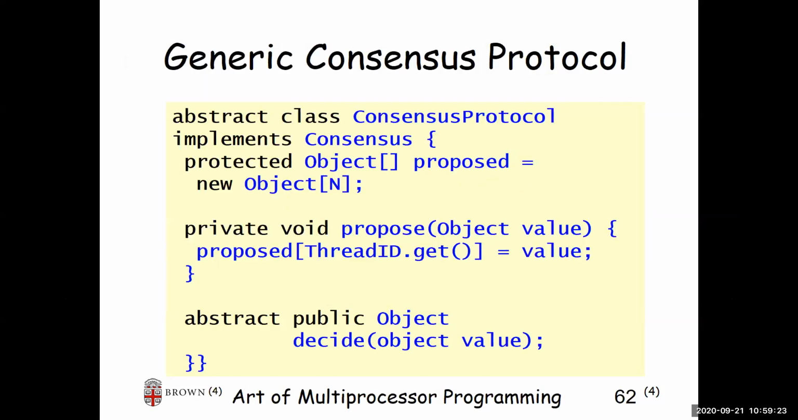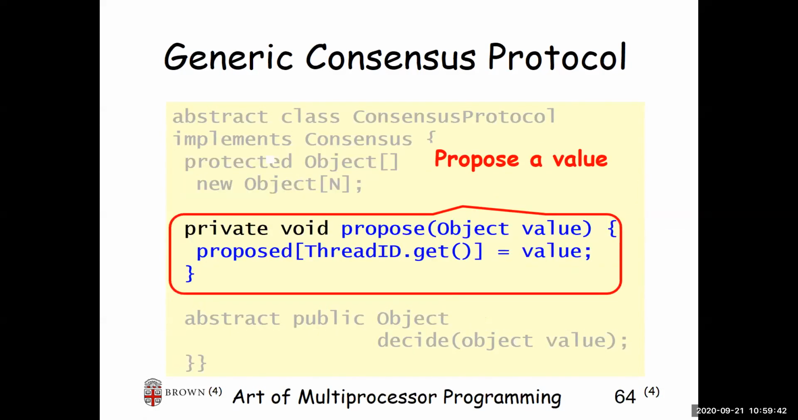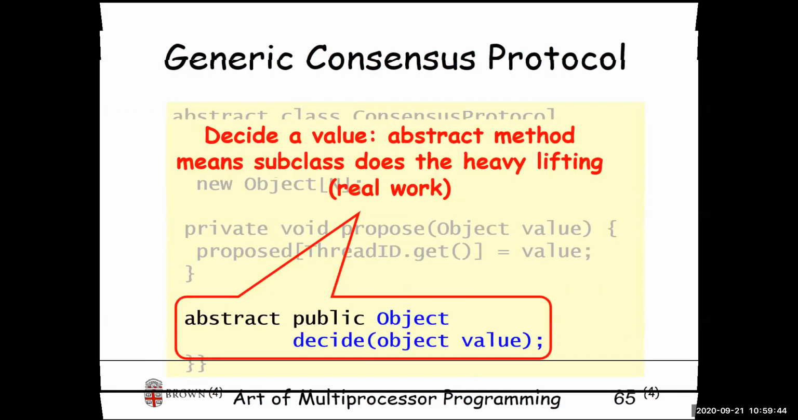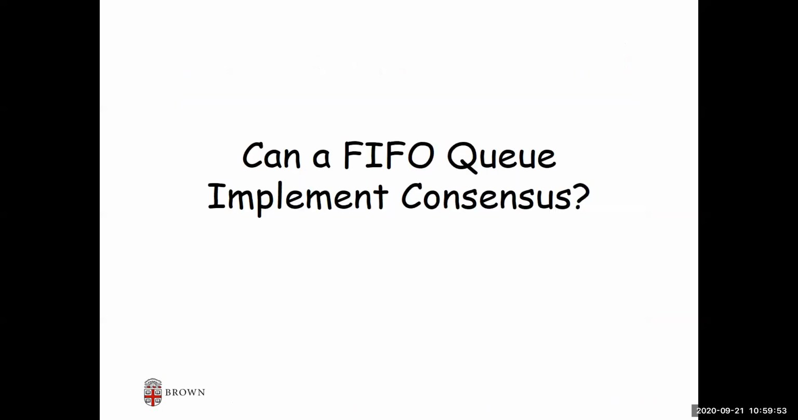All right. The problem is the keyword private, right? If you subclass, you can't access private methods. What you normally want in that case is protected. So we have each thread's proposed value, and we have a propose method, and then we have a decide, and that's going to do the heavy lifting.